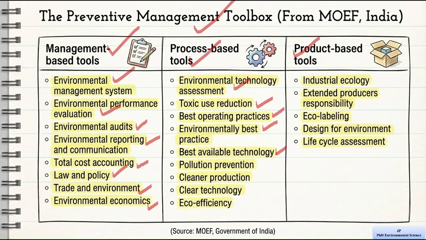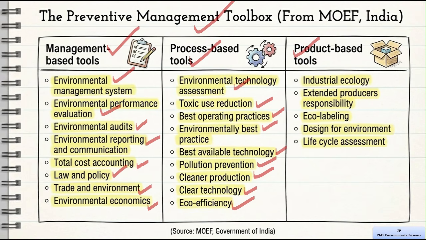Pollution prevention, avoiding pollution before it occurs. Cleaner production, producing goods with less waste and pollution. Clean technology, technologies that reduce environmental harm. Eco-efficiency, producing more with fewer resources and less pollution. These tools answer the question, how can we do things in a cleaner and safer way?